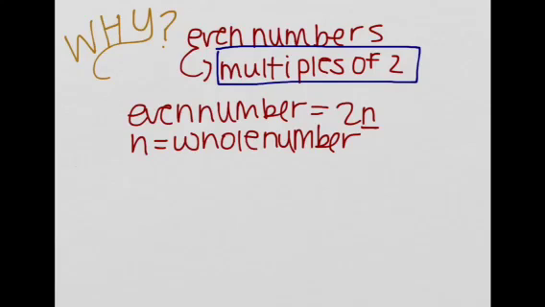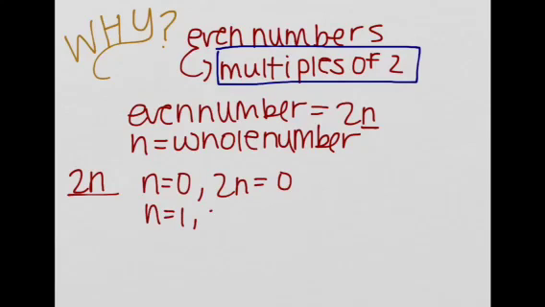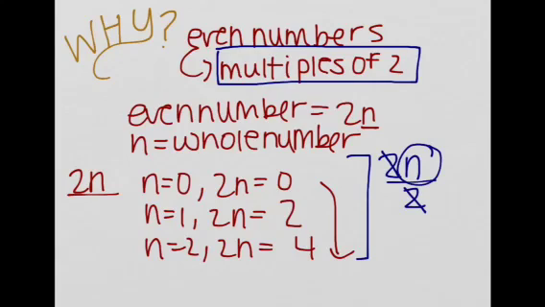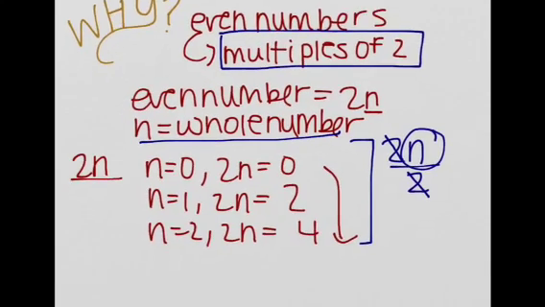So let's try this out. So 2n. So if I do n is equal to 0, I get that 2n is equal to 0. If n is equal to 1, I get that 2n is equal to 2. If n is equal to 2, I get 2n is equal to 4. As you can see, all the even numbers will come out. So if an even number is 2n, and then I take half of the even number, so I divide by 2, then realize I can cancel out the 2's. So I'm left with n, which, as we stated, is a whole number.